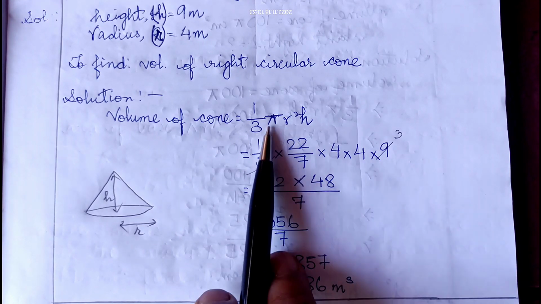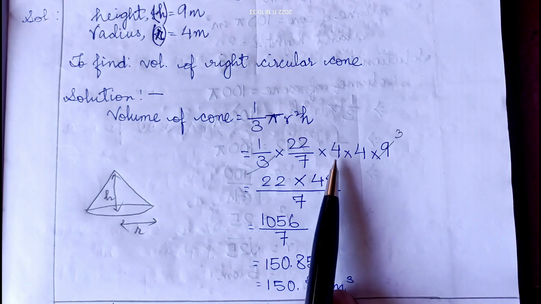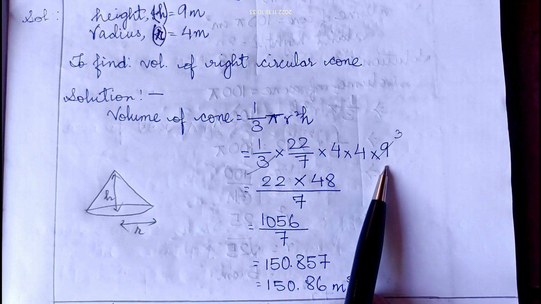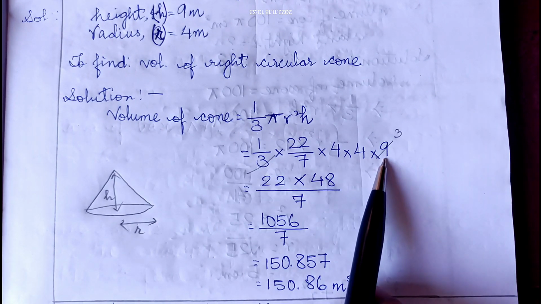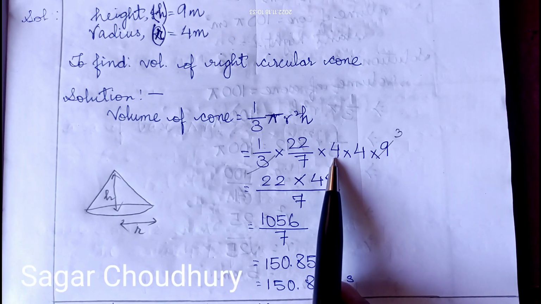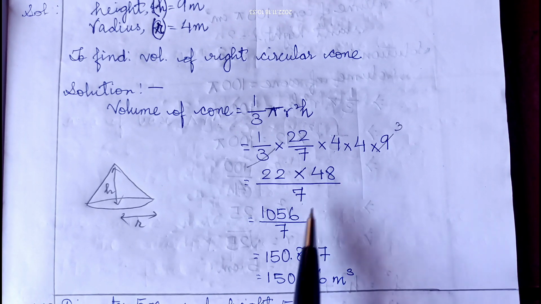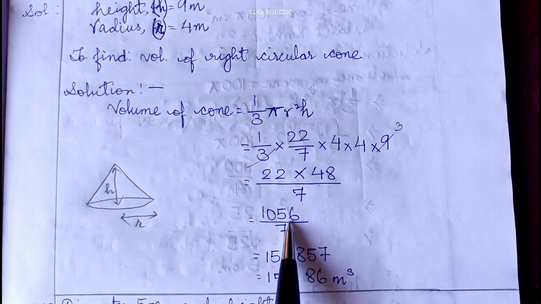So 1 by 3, pi is 22 by 7, radius is 4. So r square will be 4 into 4 and height is 9. These 3 and 9 can be cancelled, it will be 3. So it will be 22 into 4, 4 is 16, 16 3s are 48 by 7. If you multiply 22 and 48, it will give 1056 by 7.